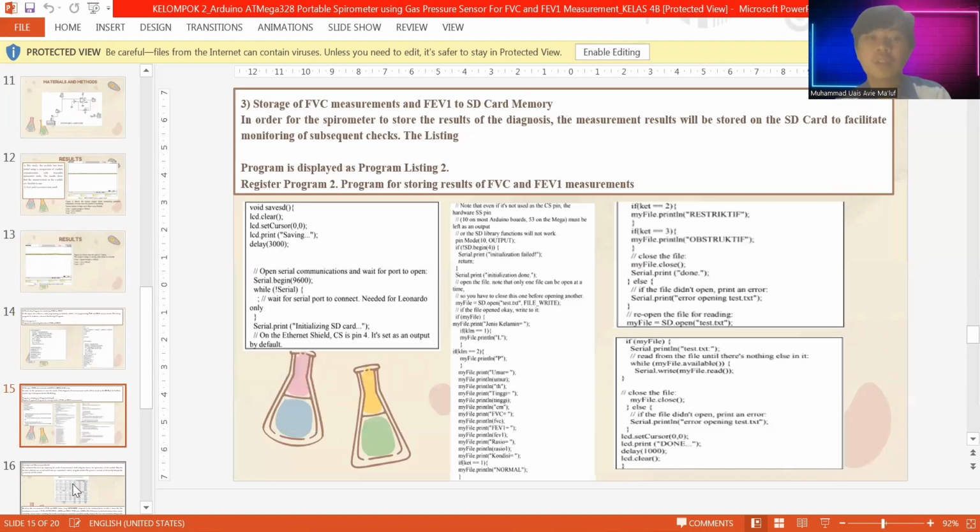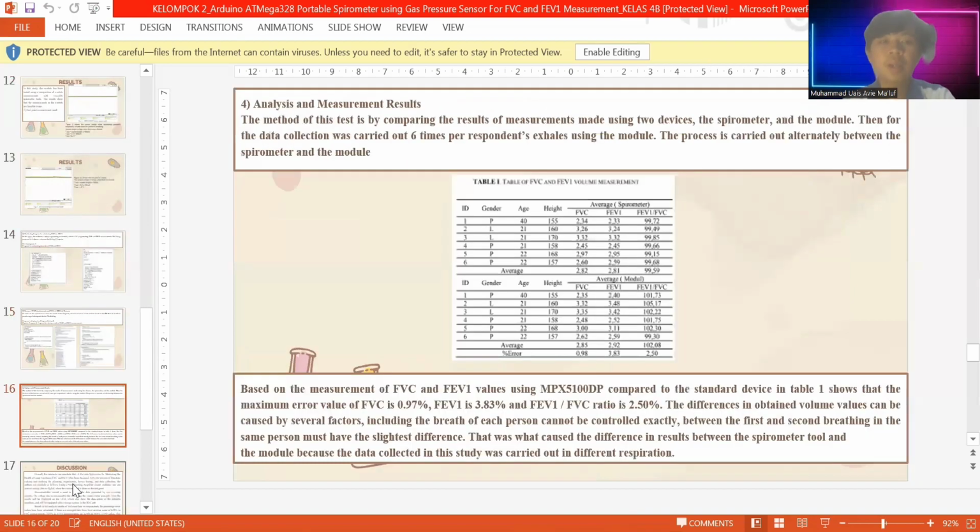Number three, storage of FVC and FEV1 measurement on SD card memory in order for the spirometer to store the result of the diagnosis. The measurement result will be stored on this SD card. This is program listing number two for storing the result of FVC and FEV1 measurement.